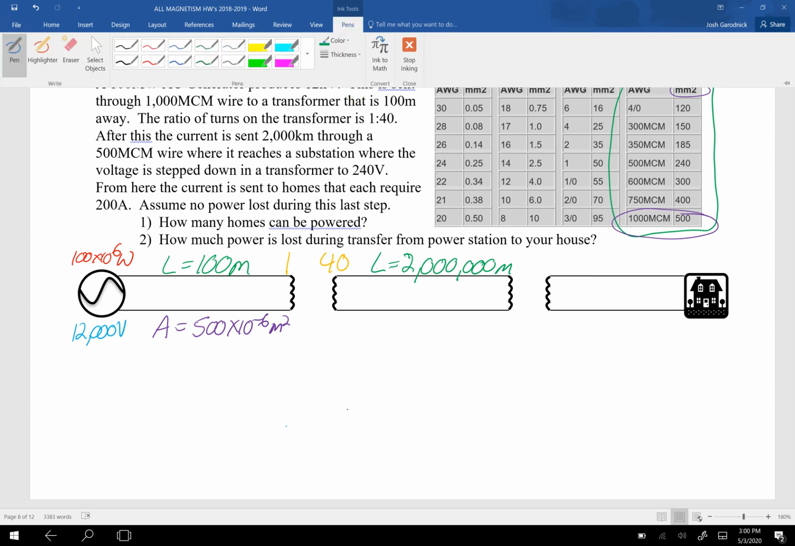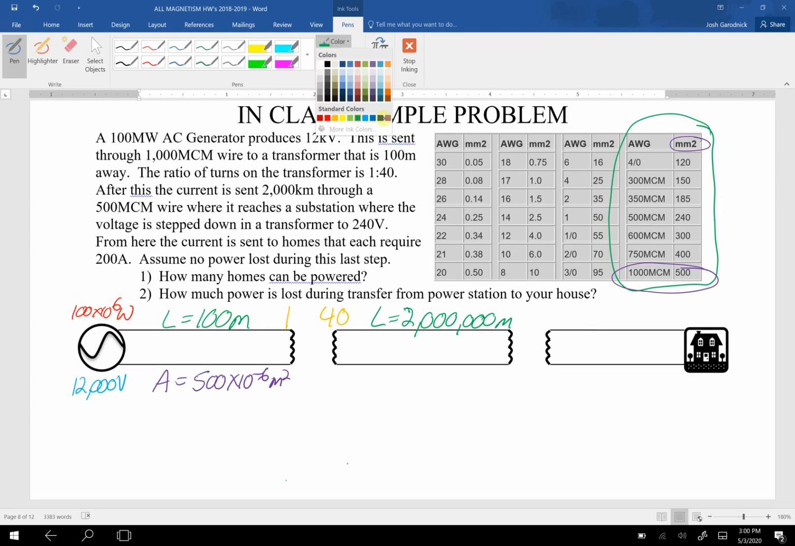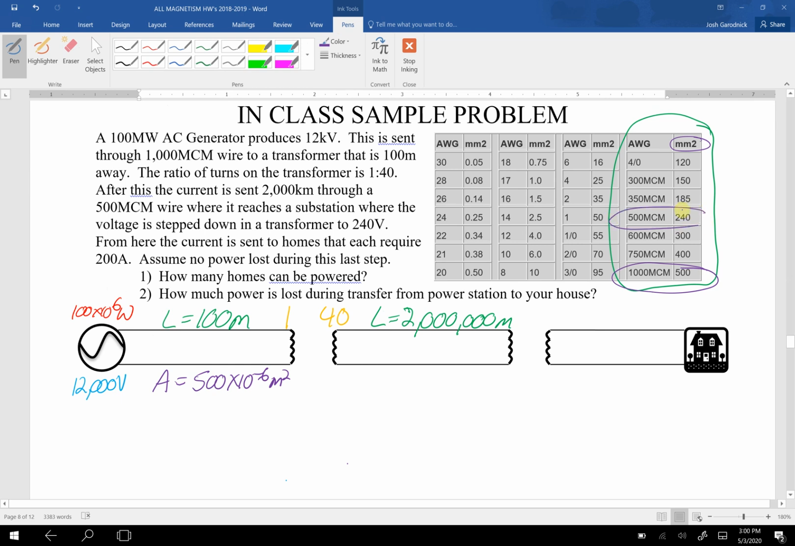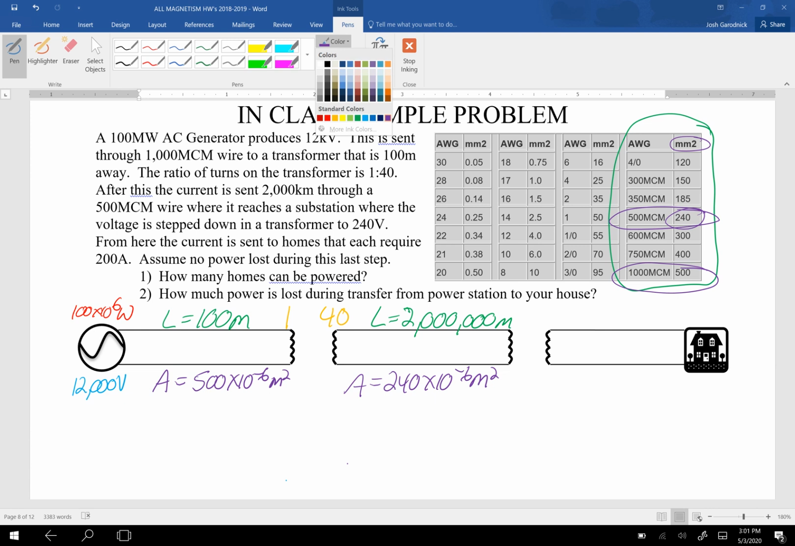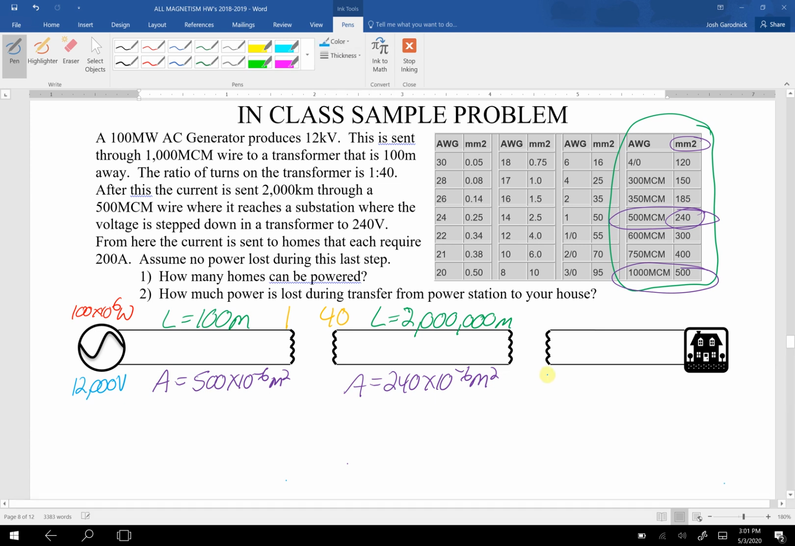So we go to our wire gauge chart, we find 500, and we see the area is 240. So the area of this wire is 240 times 10 to the negative 6 meters squared. It says it then reaches a substation where it is stepped down to 240 volts. So we know the voltage. I'm going to put 240 volts here. We don't know a turn ratio. We know the voltage. From here, we want to figure out how many homes can be powered if each one gets 200 amps.